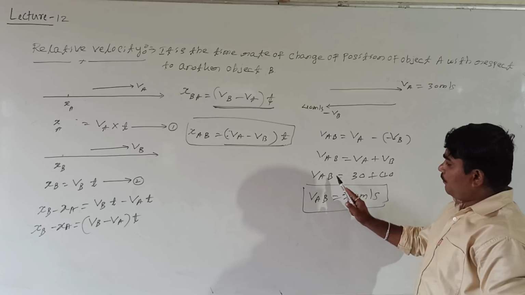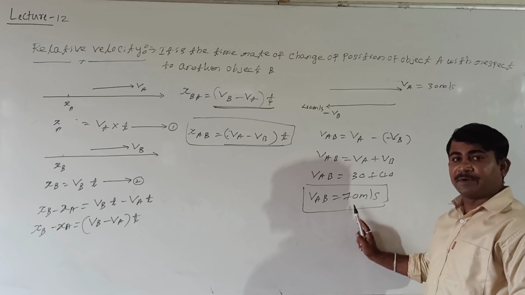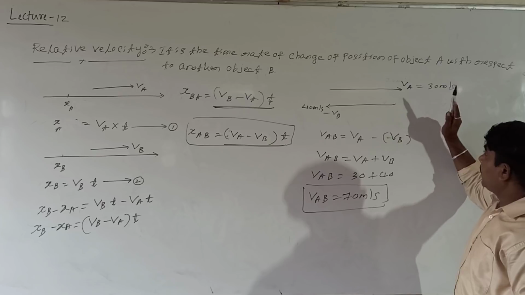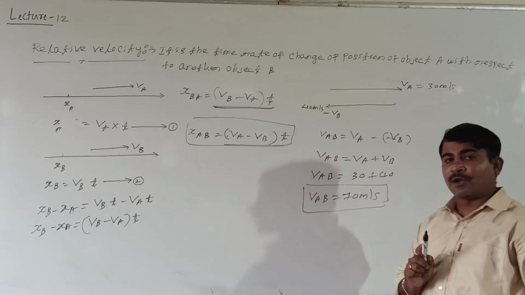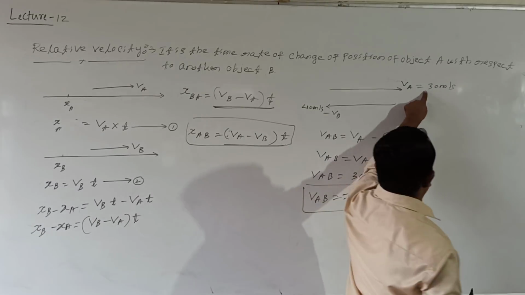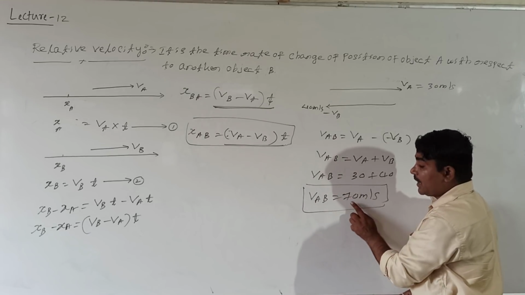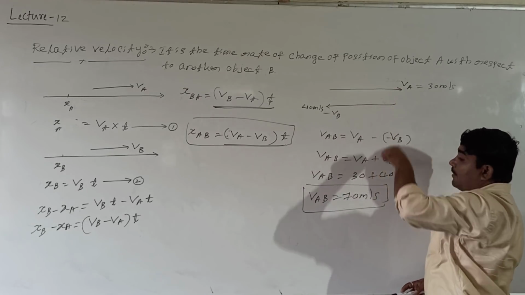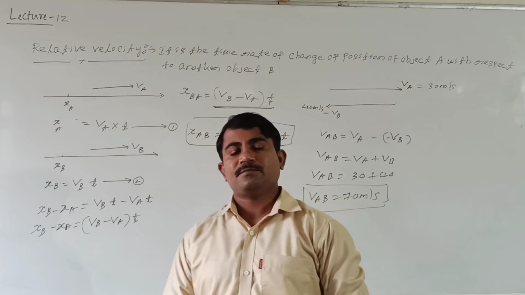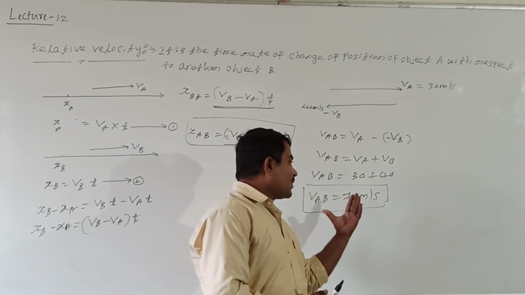Actually, when we observe the velocity of A, what is the velocity? 70 meter per second. But what is the actual velocity of A? The actual velocity of object A is 30 meter per second. But when we observe the velocity of A, what we can feel is that train A is moving with a velocity of 70 meter per second. Are you following? This is the concept of relative velocity.